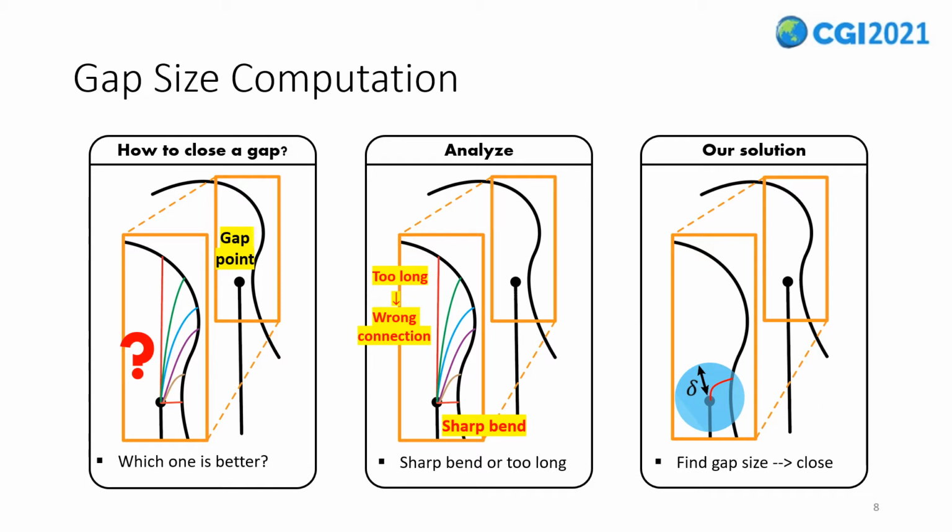To close a gap, we just need to find a point to connect to. But here, which one is the best one? Let's look at them. For the shortest one, it is short, but it has a sharp bend. But for the longest one, it is very smooth, but it's too long. It sometimes results in a wrong connection. Therefore, in our method, we compute a size, and then we will find a point within the size.